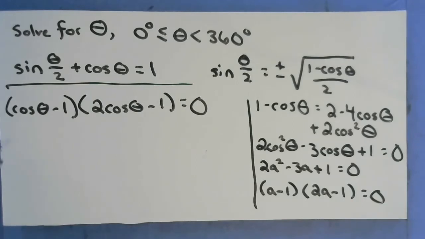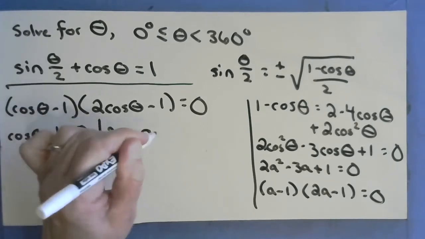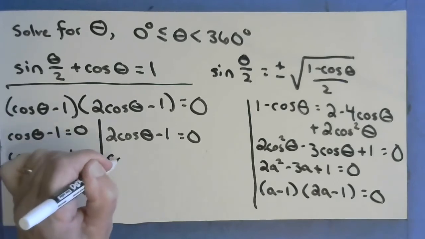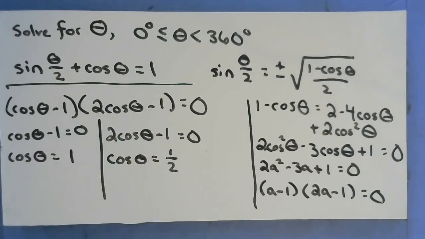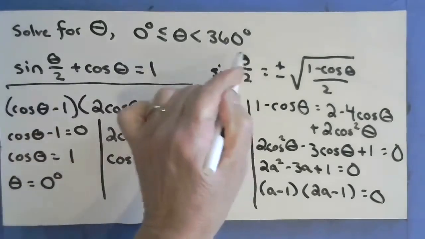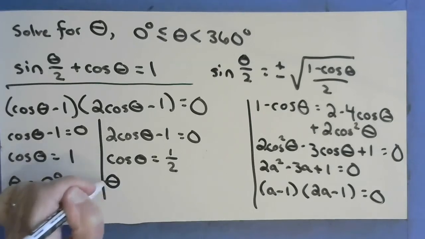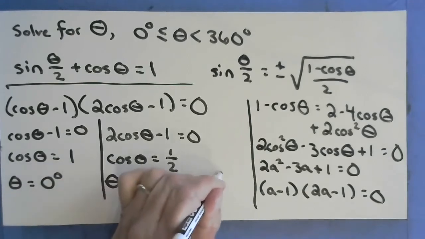Using the zero product property, that tells me that cos theta minus 1 is equal to 0, or 2 cos theta minus 1 is equal to 0, which gives me cos theta is equal to 1, and cos theta is equal to 1/2. This tells me that theta is equal to 0 degrees. Remember, we were asked to find them in degrees. And that here, theta is either 60 degrees or 300 degrees.